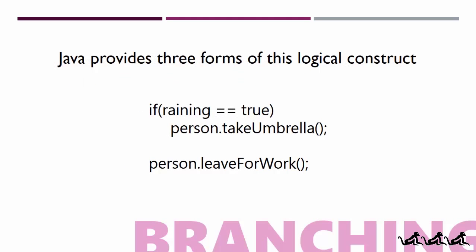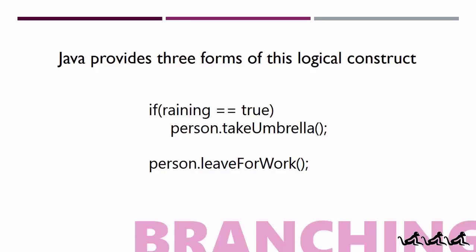Java gives us three tools to build this kind of logic into our program. The simplest one is the if construct. So if, open parentheses, and then the Boolean expression inside of the parentheses. So if raining equals true, the double equal sign is our equality operator. If raining equals true, then the take umbrella method is called. After take umbrella is called, then the person leave for work method is called after that.